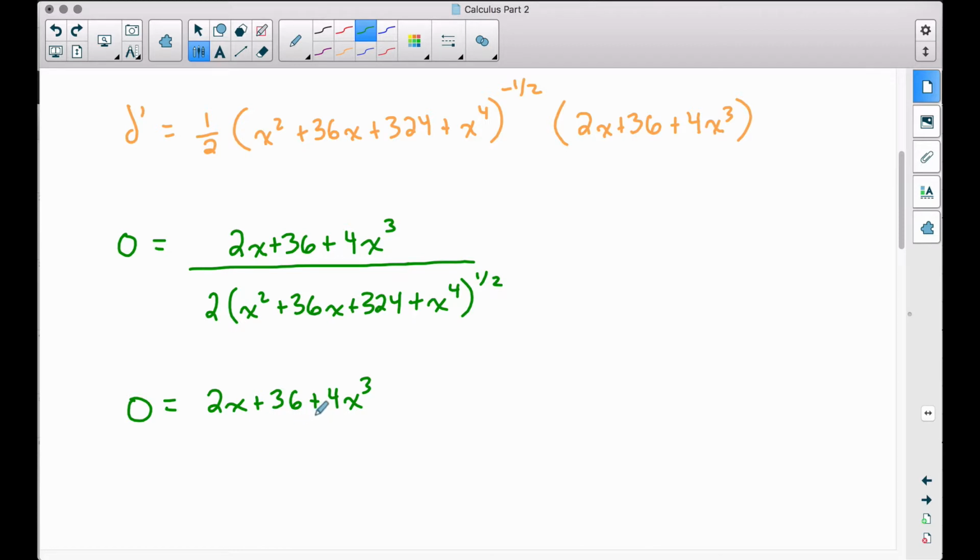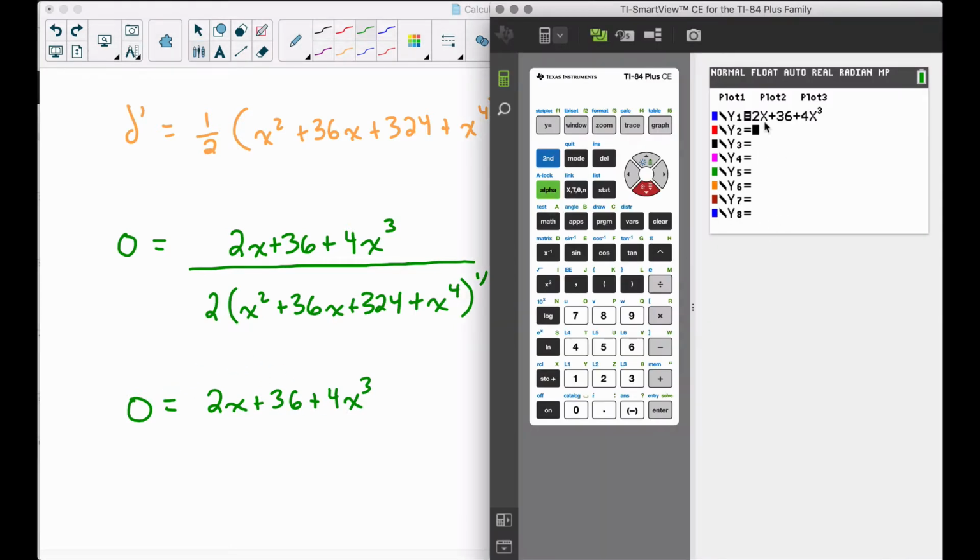Now, this thing does not factor nice. Sure, we can pull a 2 out of this, but that's not going to help us factor a cubic with a linear term. So let's go to the graphing calculator to find the value of x that makes this equal to 0. Just one note before we graph this function on the TI-84.